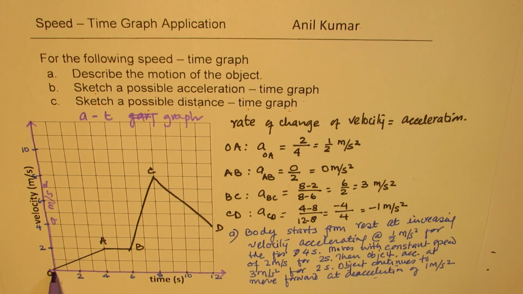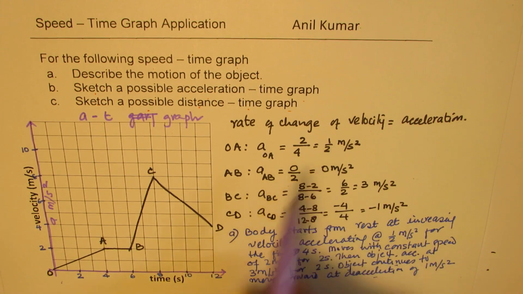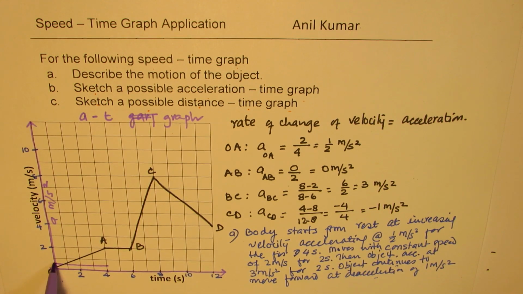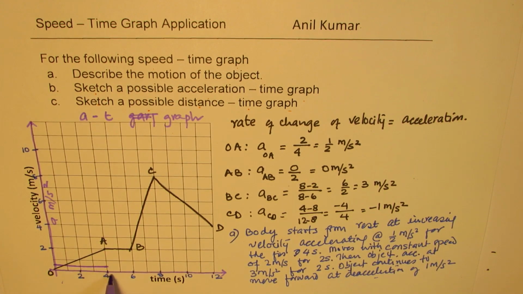In the first 4 seconds, it is half. So it will be very close to this. This is 1, that is half. So the acceleration is like this. Do you see that part? So that is the acceleration in the first 4 seconds. And then it is 0.